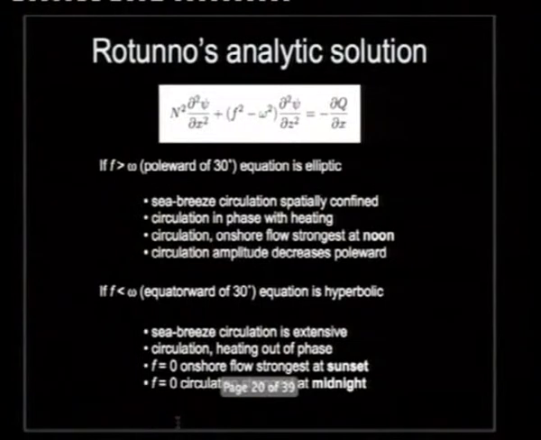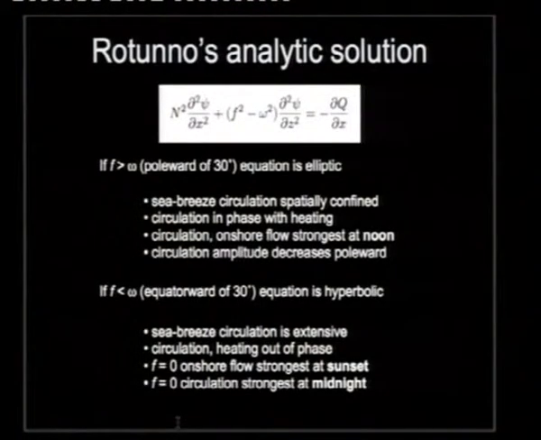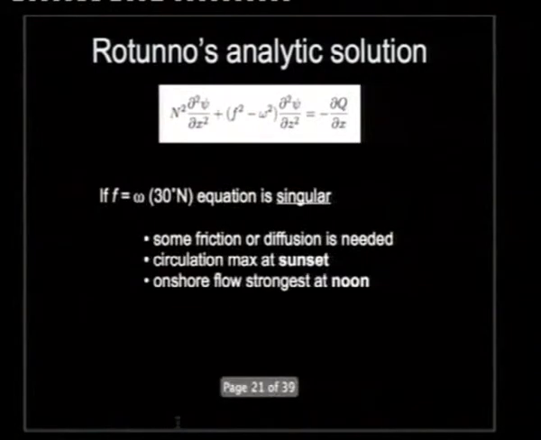When it is elliptic, the sea breeze circulation is spatially confined, the circulation is in phase with the heating, and the amplitude decreases poleward. If it is hyperbolic, then it is extensive. Of course, now it is a propagation, and the onshore flow is strongest at sunset and strongest at midnight. And when the term vanishes, there's a singular equation.